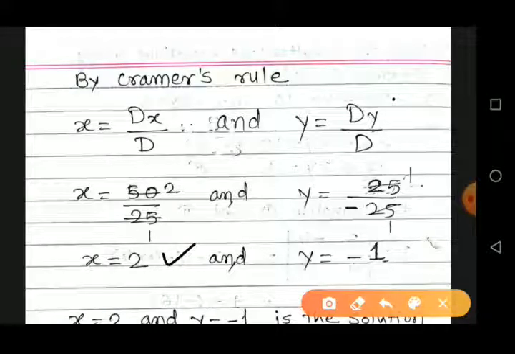Now to the right side, the value of dy is minus 25 and the value of d is 25. 25 ones are 25, 25 ones are 25. This minus sign is attached to this, that's why y is equal to minus 1.